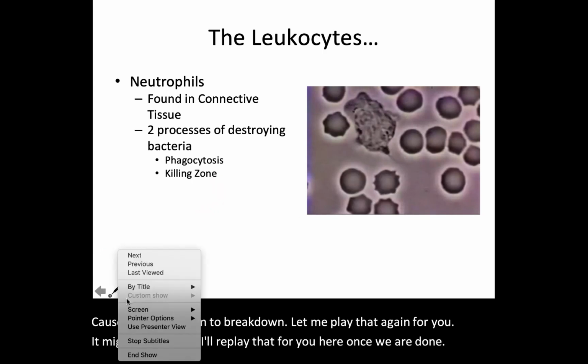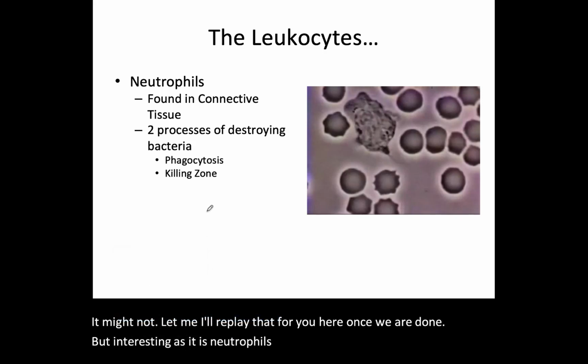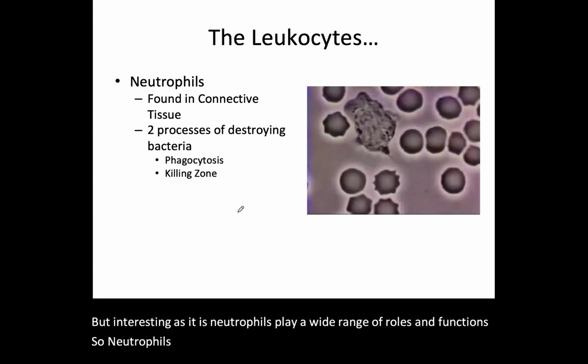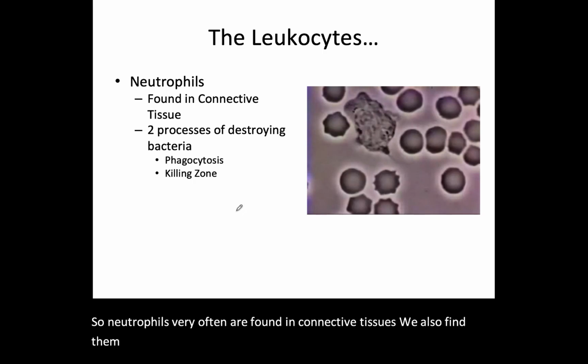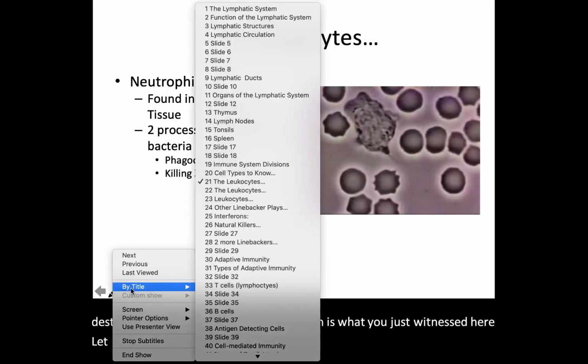But interesting as it is, neutrophils play a wide range of roles and functions. So neutrophils very often are found in connective tissues. We also find them within the lymph nodes. And they have two primary ways of destroying the bacteria: phagocytosis, which is what you just witnessed here. Let me come back down here.